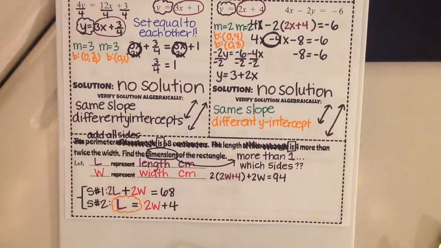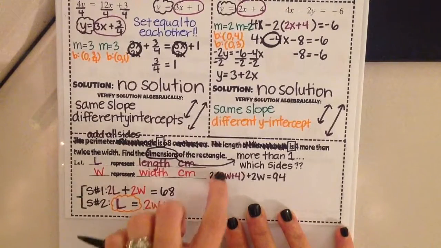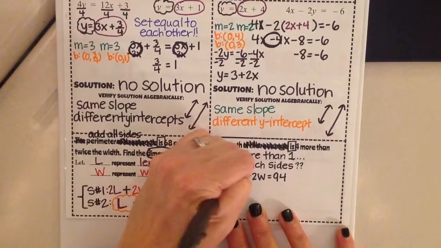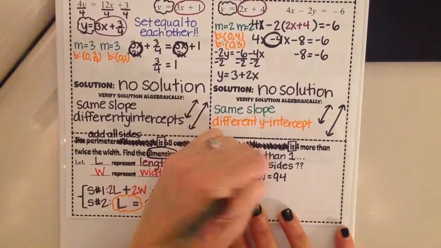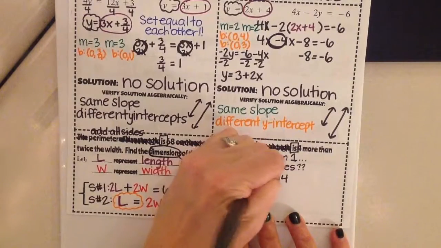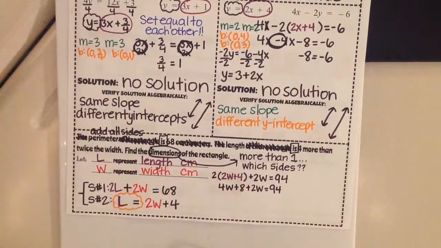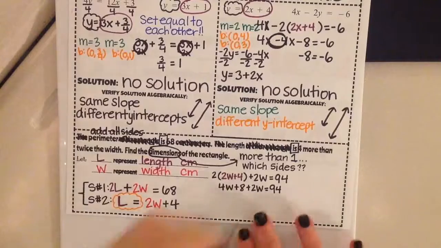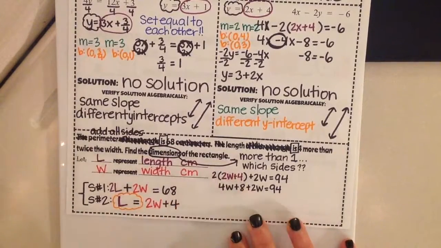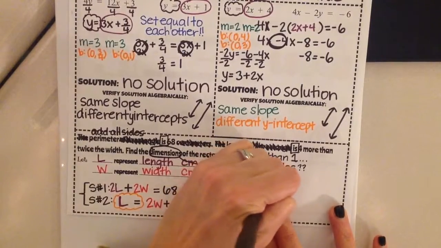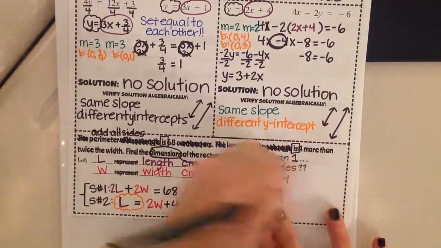And now I'm going to do my math. So now I need to distribute. Do I have to distribute? Yes, I do. So I'm multiplying my 2W times 2 and my 4. That's going to give me 4W plus 8. And then I'm going to bring down plus 2W equals 94. Okay, so now I need to combine like terms. So I've got 4W and 2W, so 4 plus 2 is 6. So I've got 6W plus 8 equals 94.